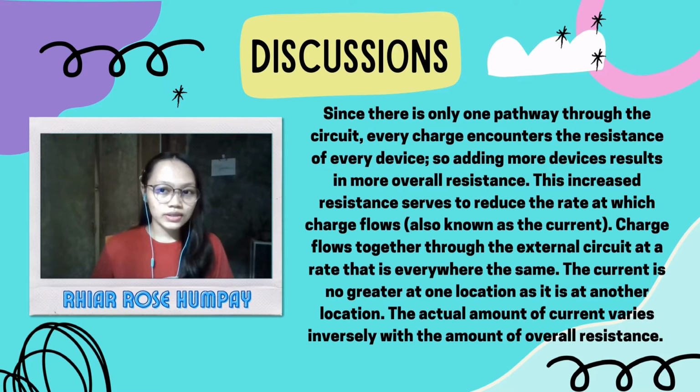This increased resistance serves to reduce the rate at which charge flows, which is also known as the current. Charge flows together through the external circuit at a rate that is everywhere the same. The current is no greater at one location than it is at another location. The actual amount of current varies inversely with the amount of overall resistance.